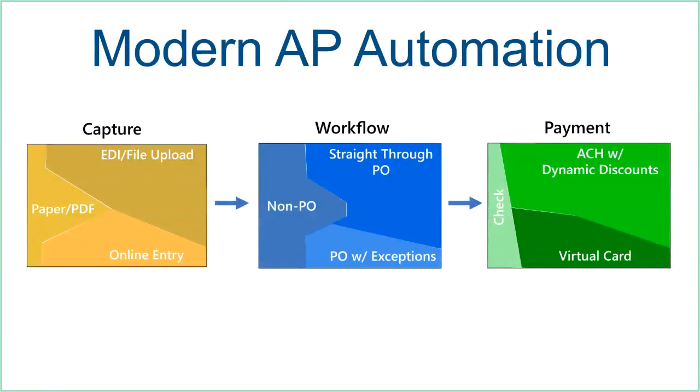Thank you, Scott. As we talk about what a modern AP environment or solution looks like, and as we talk about automation, in our 20 years, we've really identified the three main stages of accounts payable processing: the capture of invoices, the workflow or matching of those invoices, and then, of course, the payment on the tail end of that.